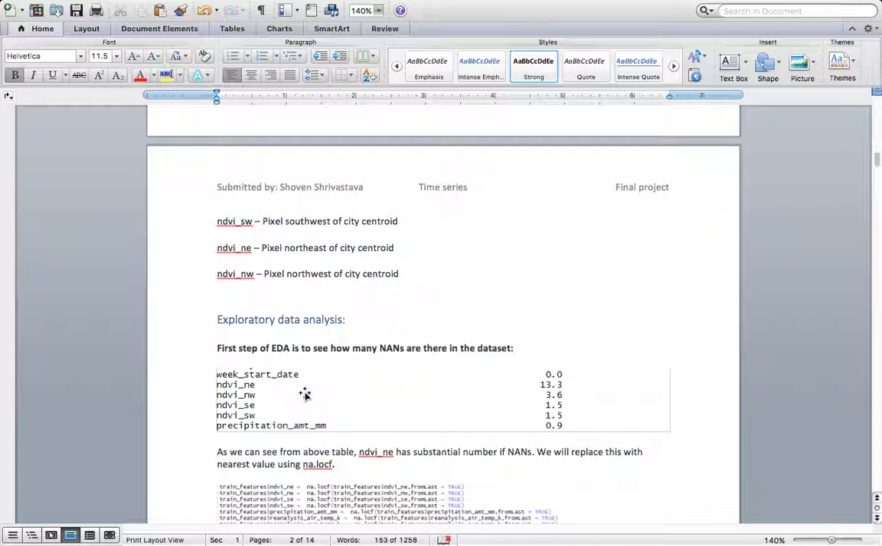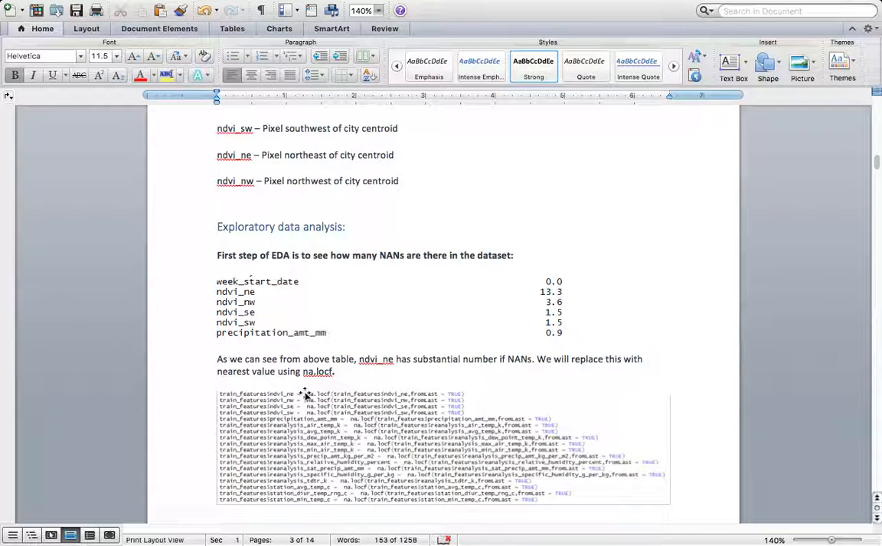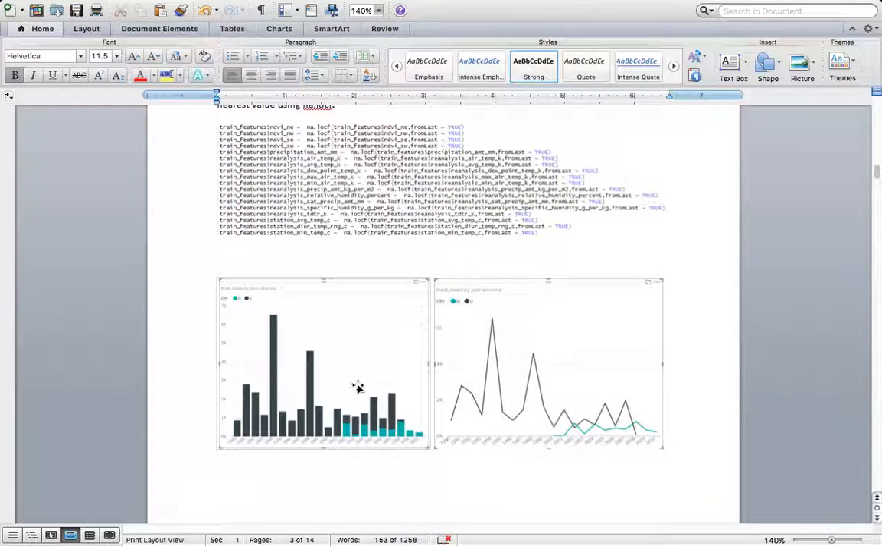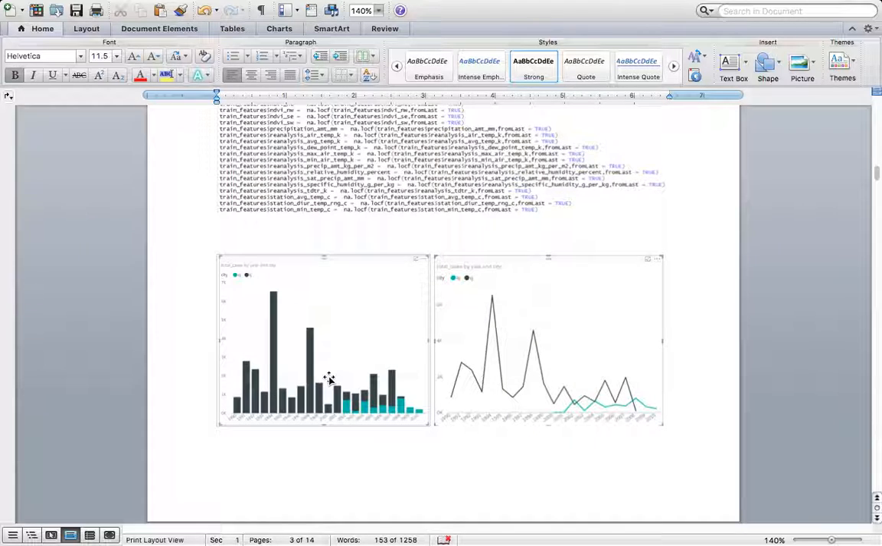For EDA, I first looked for all the null values present in the data set, and then I used an LOCF function to impute those nulls or NaNs with values from nearby data points. That's how I imputed the NaN values, and then I drew some diagrams to get some understanding about the data set. These are the two diagrams which I built, which give a pretty good idea about how the data set is.